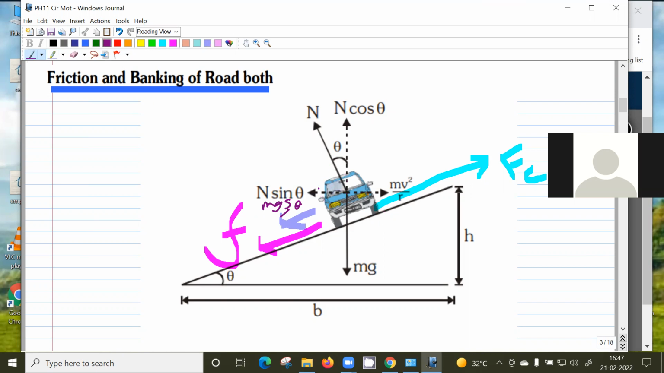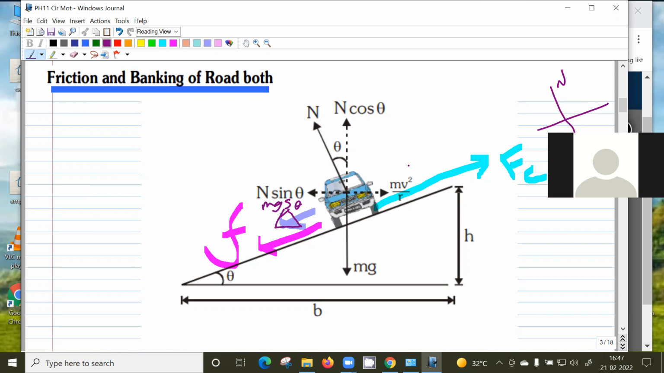So I'm basically resolving the forces along the plane and perpendicular to the plane. The normal reaction is perpendicular to the plane, so there will not be any component of it along the surface. So along the surface, there are two forces: one is mg sine theta downwards, and one is the centrifugal force, which is mv squared by r.